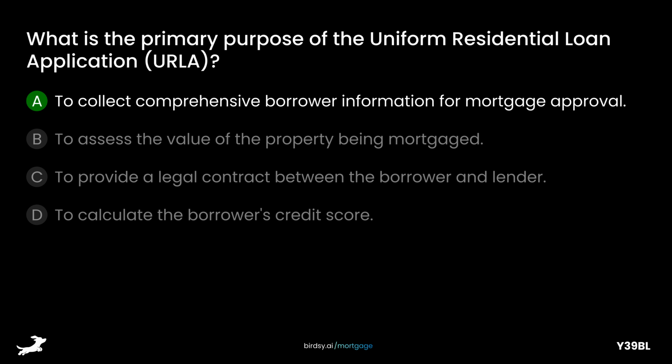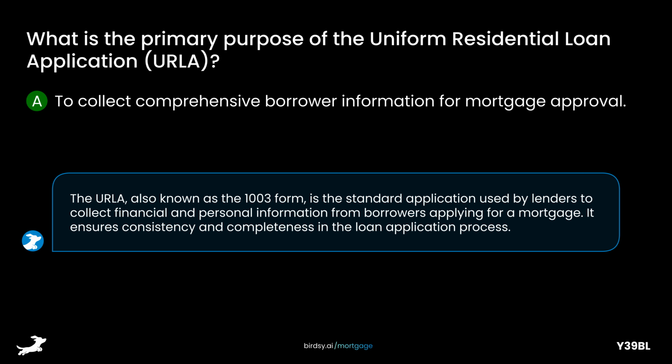The answer is A, to collect comprehensive borrower information for mortgage approval. The URLA, also known as the 1003 form, is the standard application used by lenders to collect financial and personal information from borrowers applying for a mortgage. It ensures consistency and completeness in the loan application process.